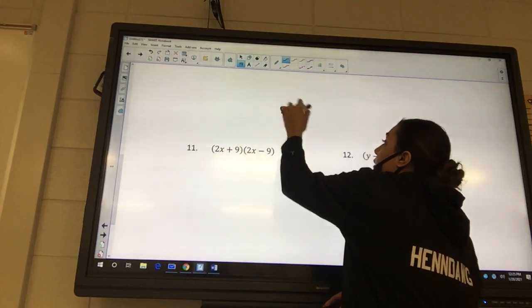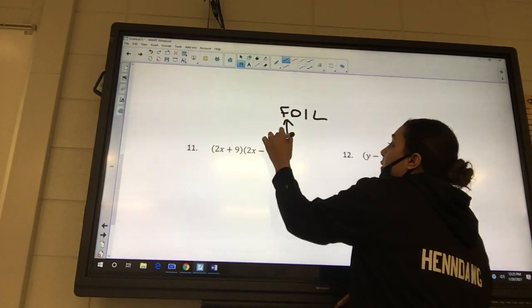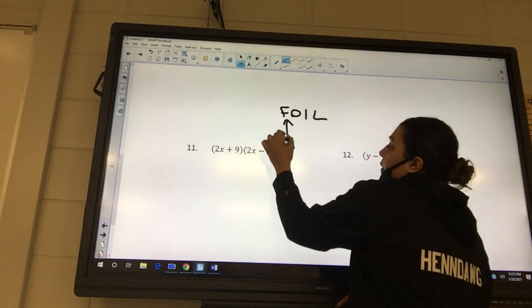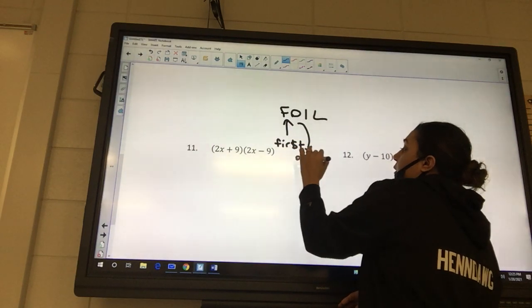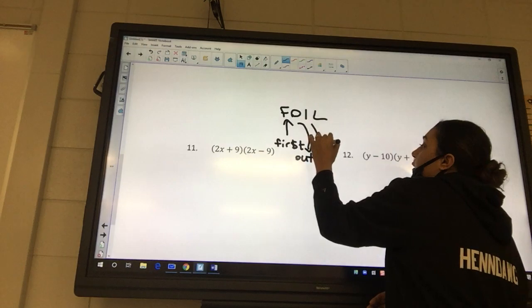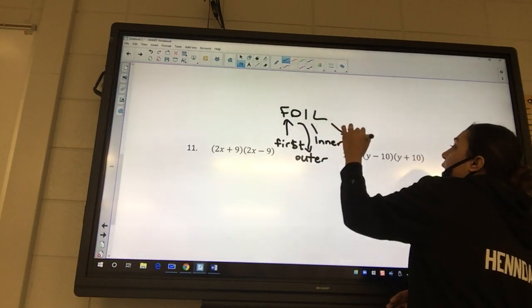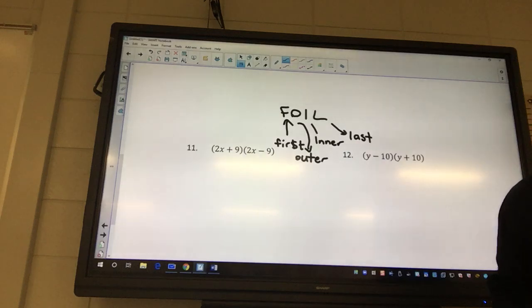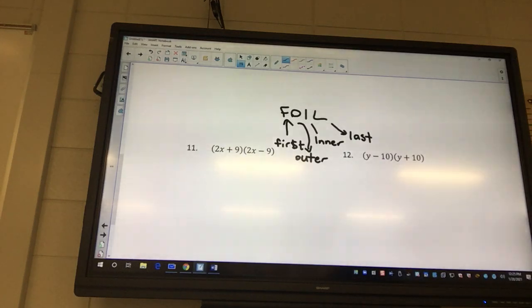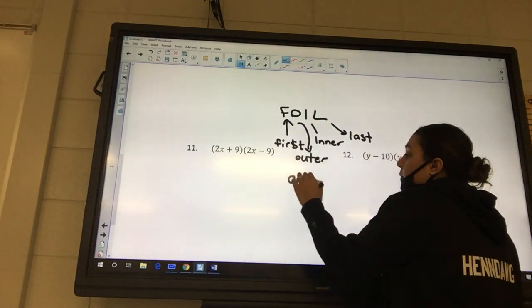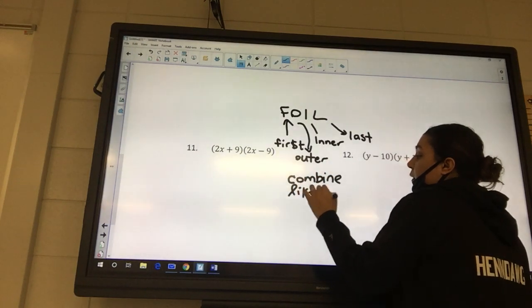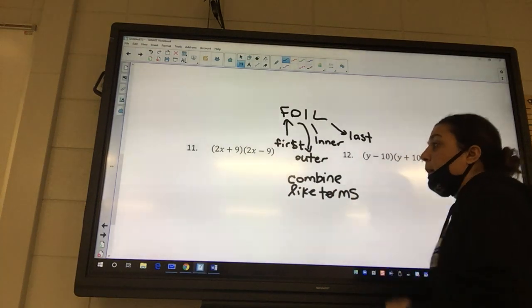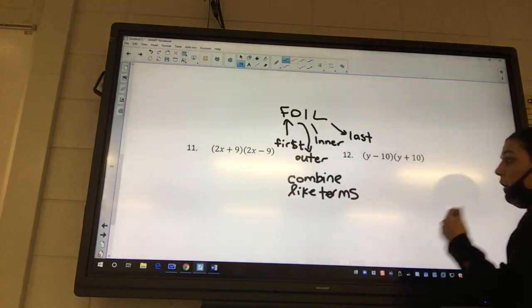And so FOIL means that you do the first, the outer, the inner, and the last. Okay? And you need to do it in that order, okay? And then your next step would be to combine like terms. Okay, and I'm going to do 12 first, okay?